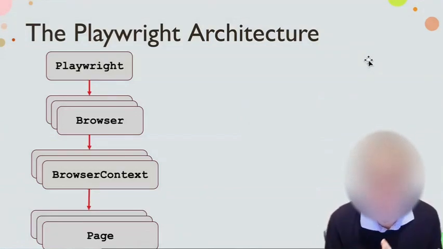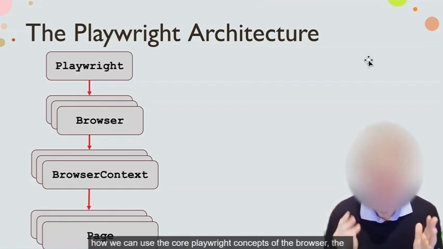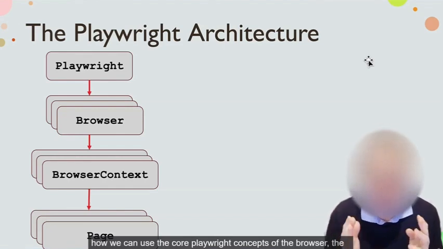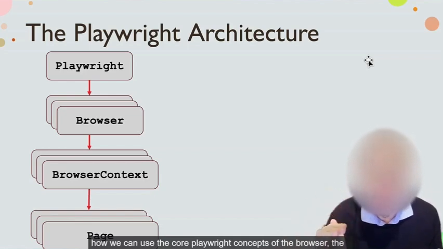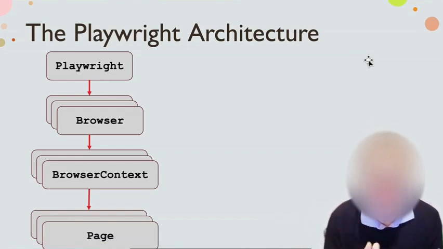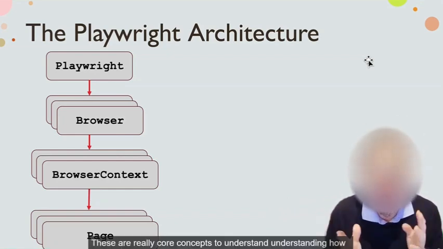So now you know what a basic Playwright test script looks like. We're going to dive into the details and look at the architecture behind that test script and see how we can use the core Playwright concepts of the browser, the context, the page, see how they all fit together when you create your test scripts. These are really core concepts to understand.